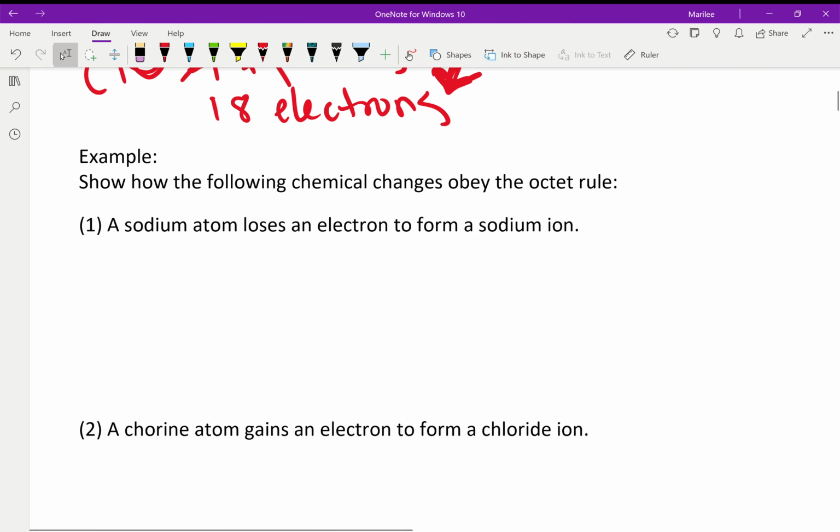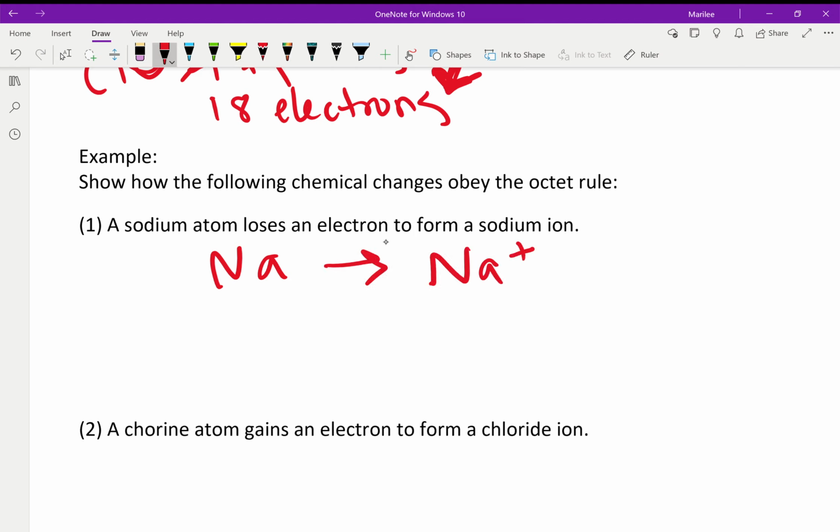We have an example here that says, show how the following chemical changes obey the octet rule. So we have a sodium atom loses an electron to form a sodium ion. So we have our sodium atom, right, loses an electron, so that becomes Na+. So when you lose one, it's plus an electron.